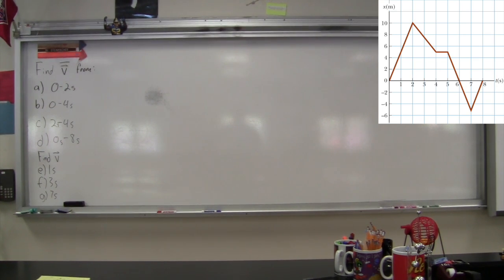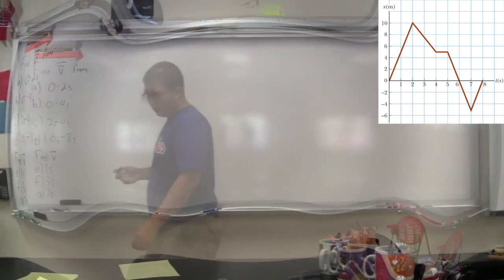Using the graph, find the average velocity from 0 to 2 seconds, 0 to 4 seconds, 2 to 4 seconds, and 0 to 8 seconds. Also, find the instantaneous velocity, if possible, at 1 second, 3 seconds, and 7 seconds.